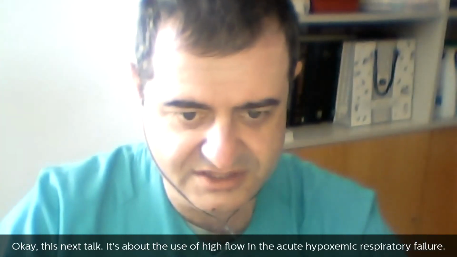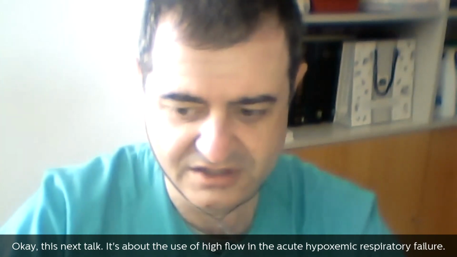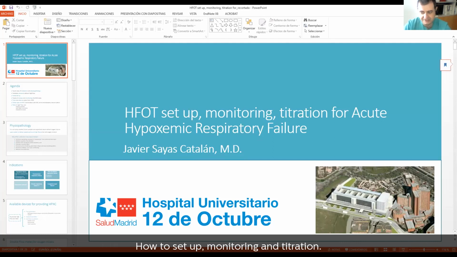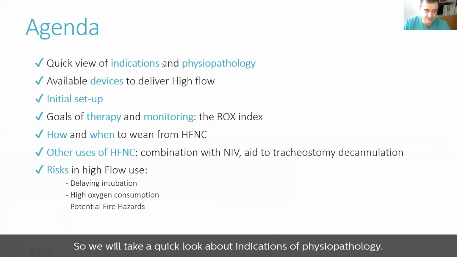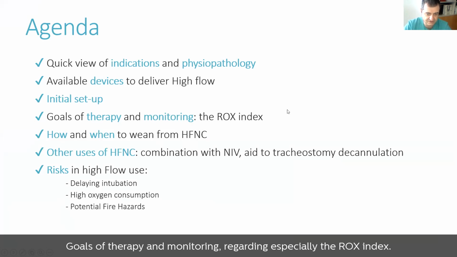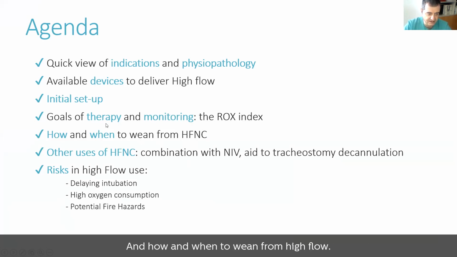Okay, this next talk is about the use of high flow in acute hypoxemic respiratory failure, how to set up, monitoring and titration. So we will take a quick look at indications and pathophysiology, the available devices to deliver high flow, what could be an initial setup, goals of therapy and monitoring, especially regarding the ROX index, and how and when to wean from high flow, and other uses of high flow, such as combination with NIV or use as an aid to facilitate tracheostomy decannulation. Some of the risks that high flow may pose.